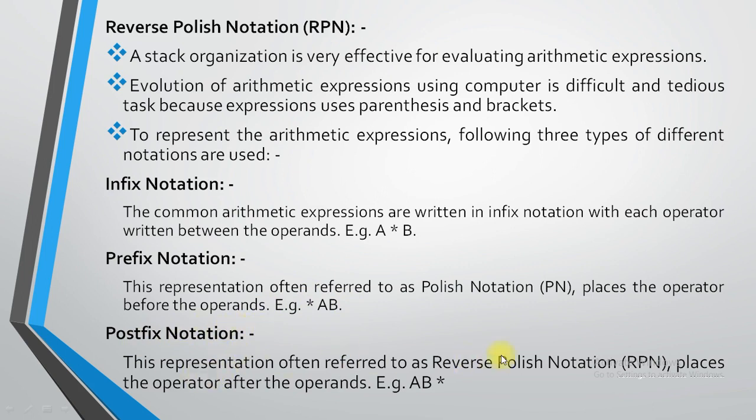which is referred as reverse Polish notation. So PN means Polish notation and RPN means reverse Polish notation. PN means prefix notation, postfix notation means RPN, which can be referred as AB and then into. So in this particular case, you can see that the operators are after two operands, right? So reverse Polish notation means what?